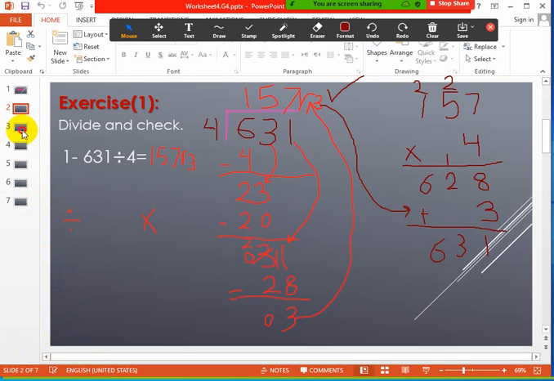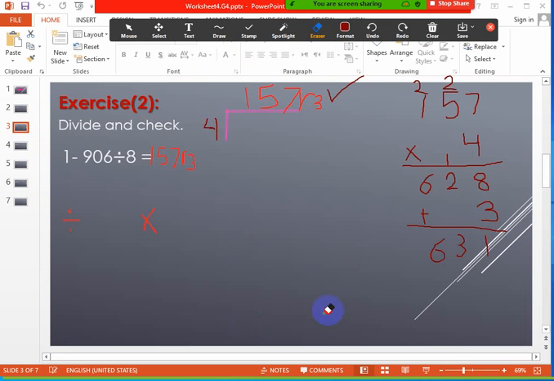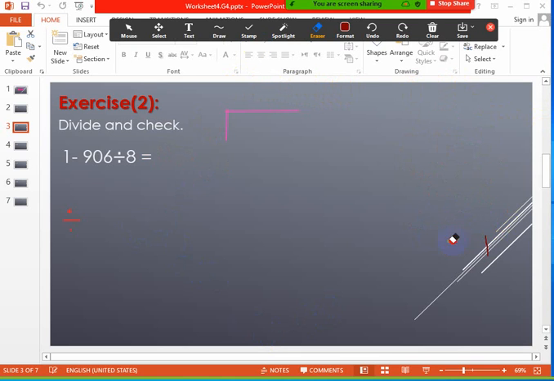Okay, now let's move to the next exercise. So next exercise, I want to divide 906 by 8. Let's find the quotient. The dividend is 906. I want to divide it by 8. Let's see.